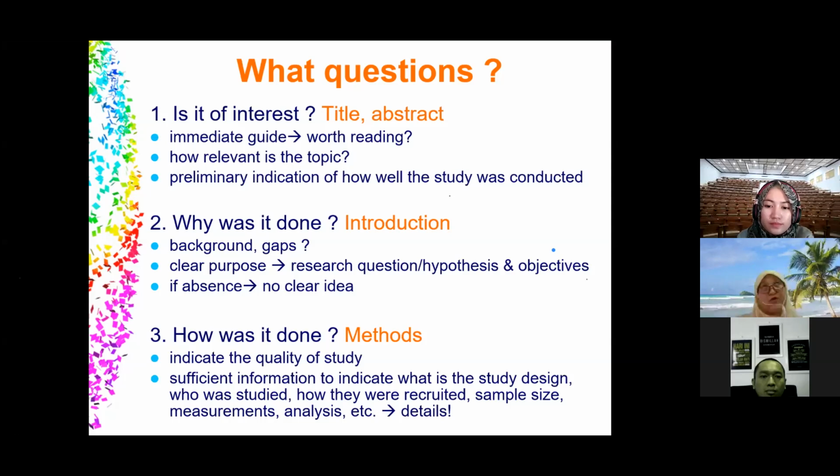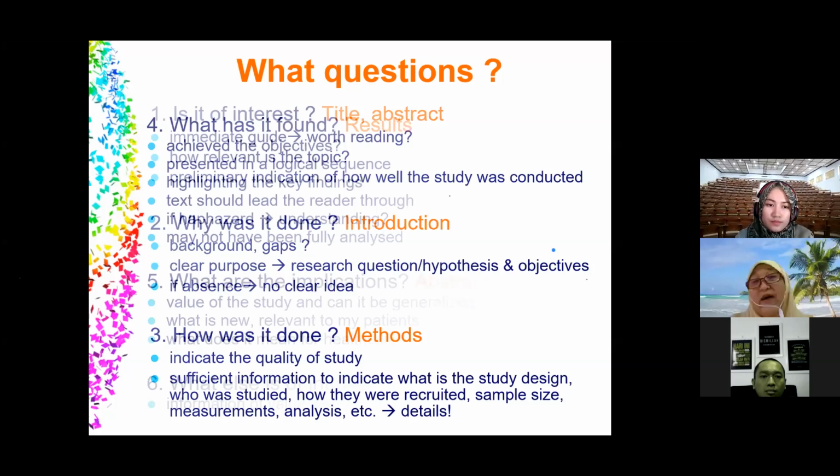So if your intention of reading a paper is to see how other studies are doing the same topic in other populations, you want to look at the method of conducting the study. Then you go into the methods. Now, if you want to see what it has found, of course, you have to look into the result.